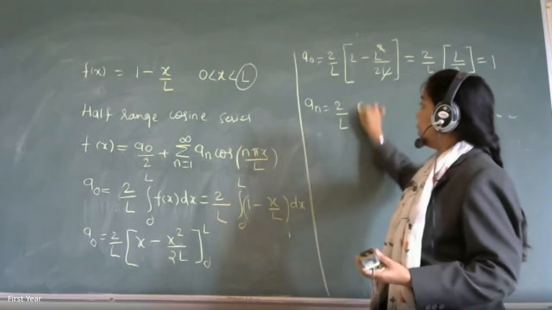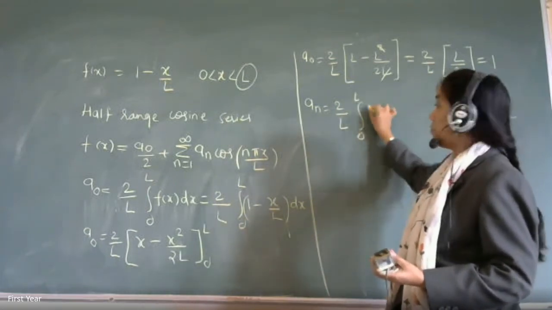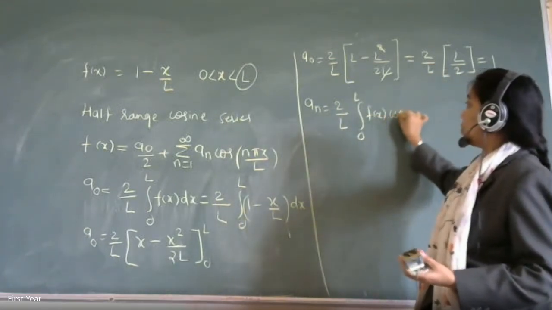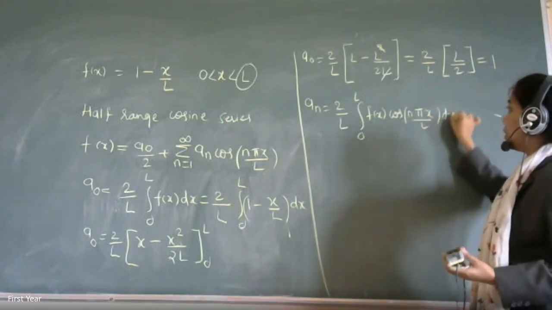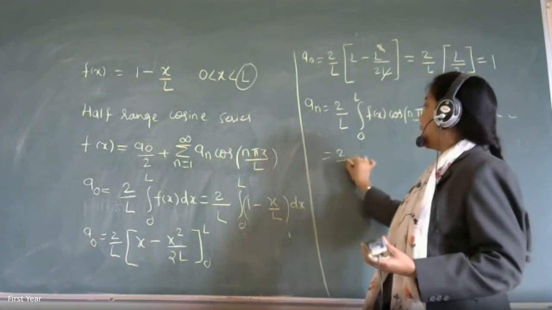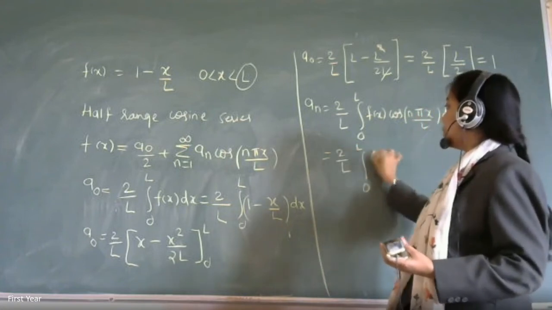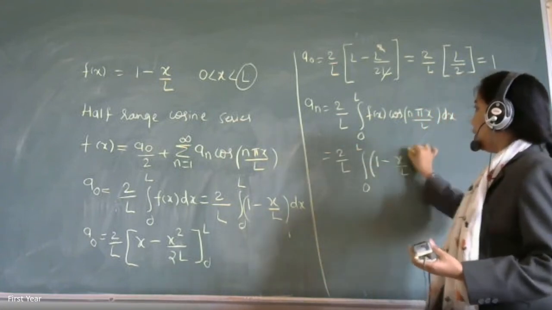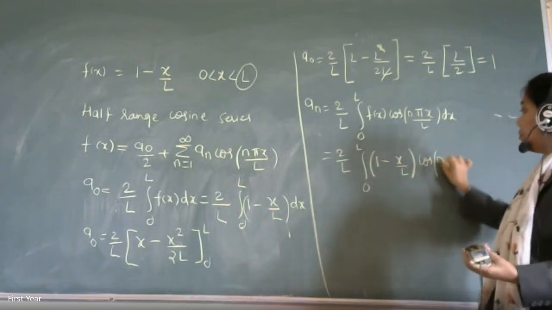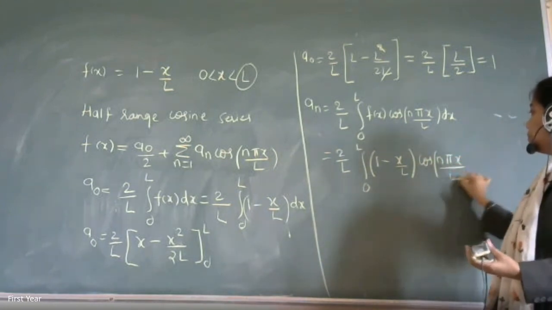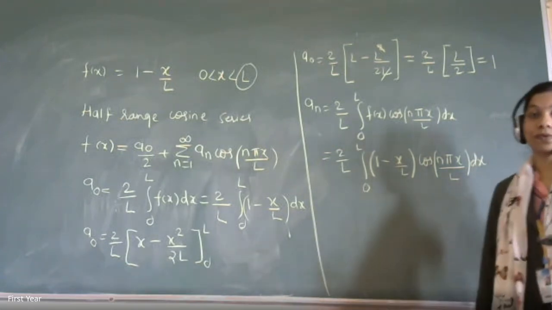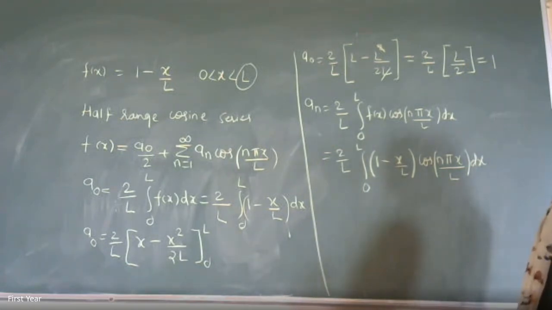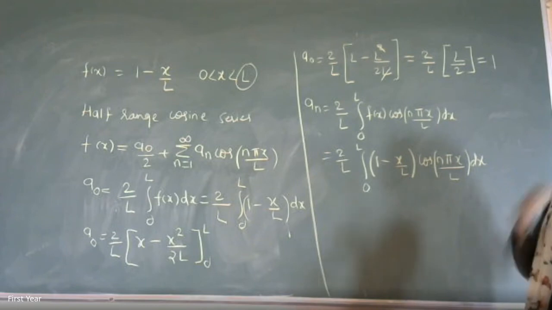What will be an? 2 by L integration 0 to L f of x into cos of n pi x by L. And that is nothing but 2 by L, 0 to L, 1 minus x by L, cos of n pi x by L. Which formula to solve this? To solve this integration, which formula do I want to use?